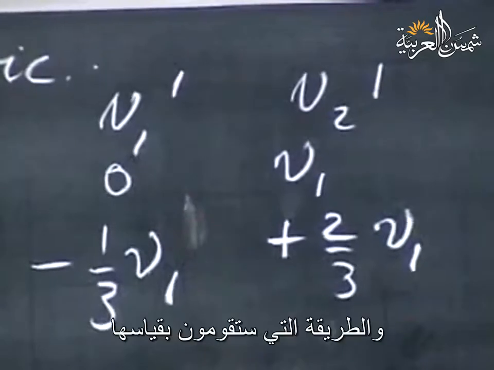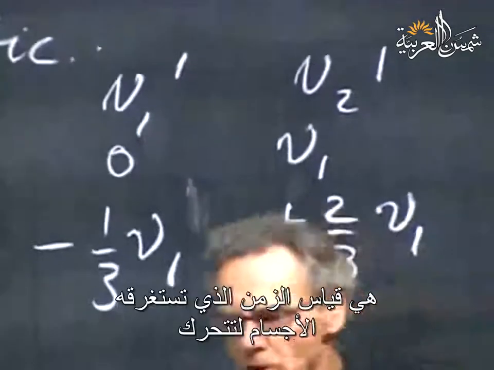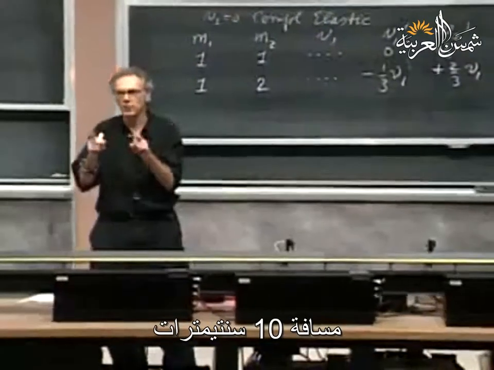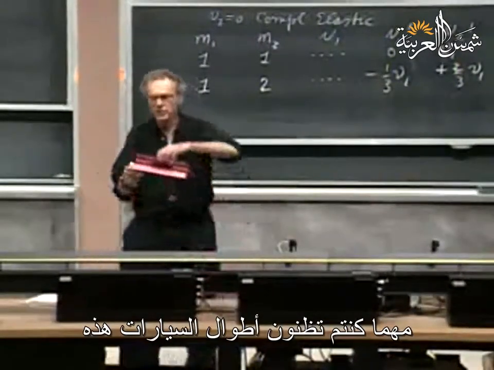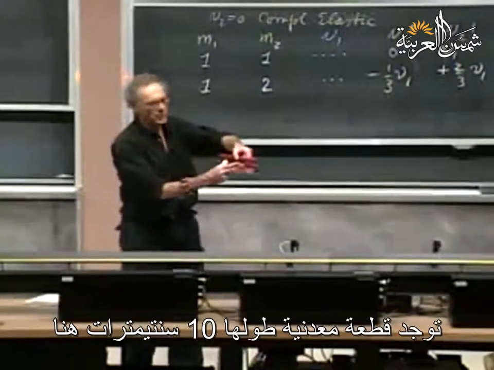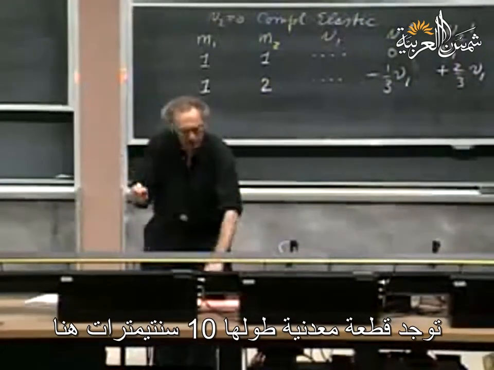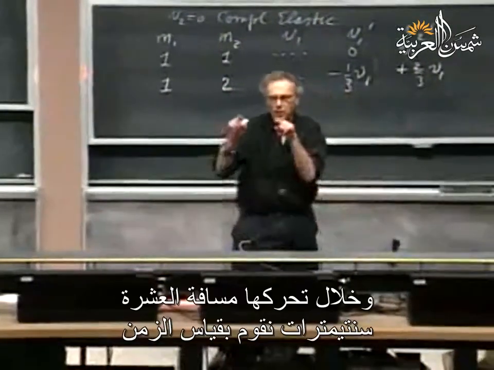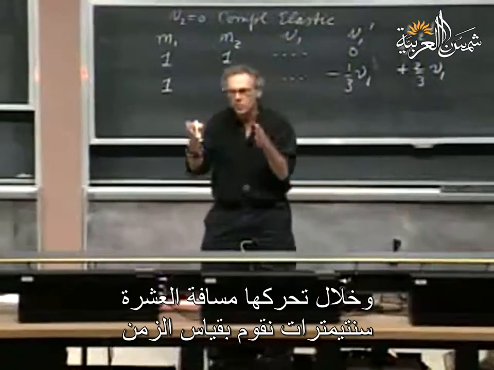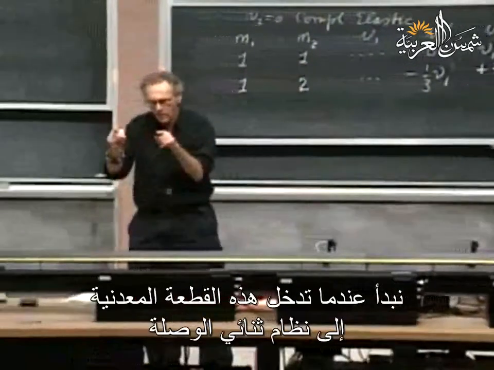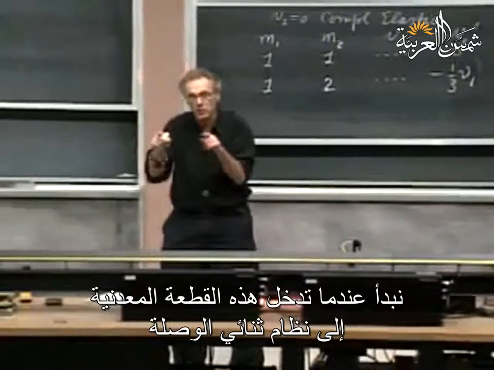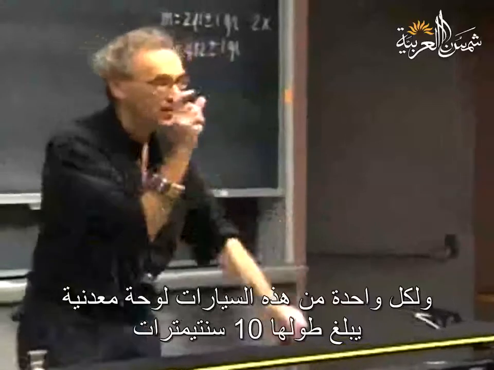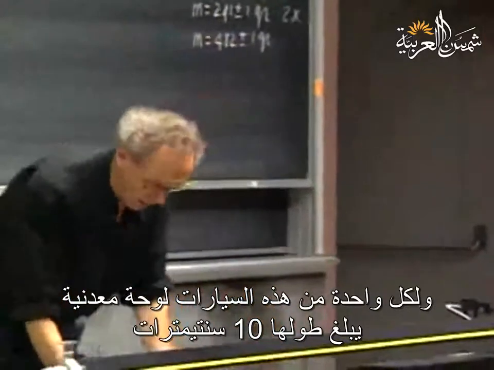That's the prediction. And the way we're going to measure it is by measuring the time for the object to move over a distance of 10 centimeters. No matter how long you see these cars to be, there is here a piece of metal which is 10 centimeters long. It goes through a slot with a diode. We have one system here and one there. And during this 10 centimeter movement, we measure the time. We begin when this piece of metal enters the diode system, and we stop the time when it leaves the diode system. And each one of those cars has this 10 centimeter metal plate.